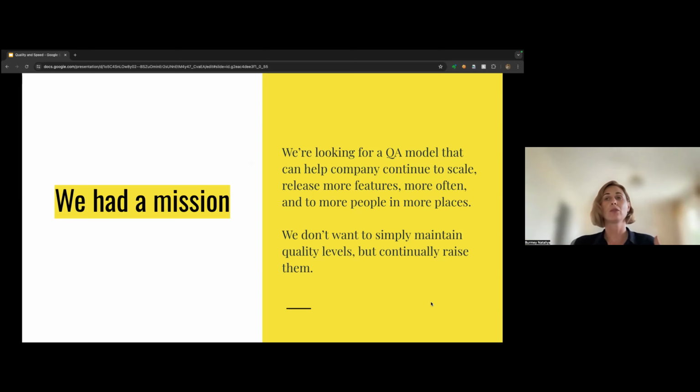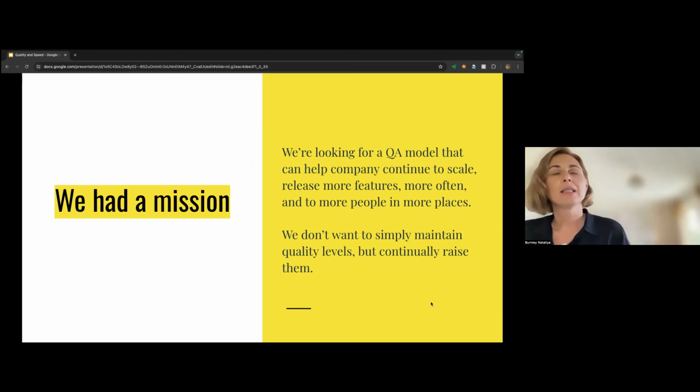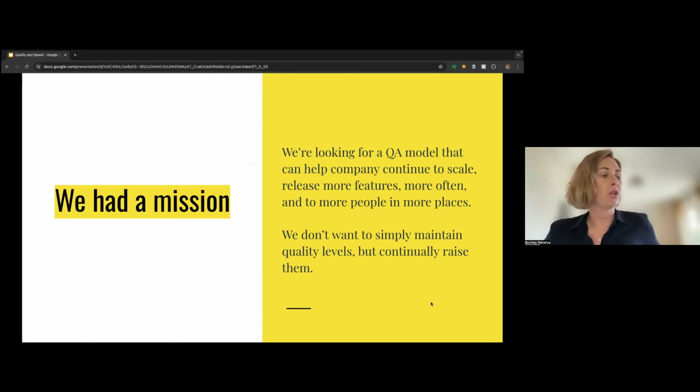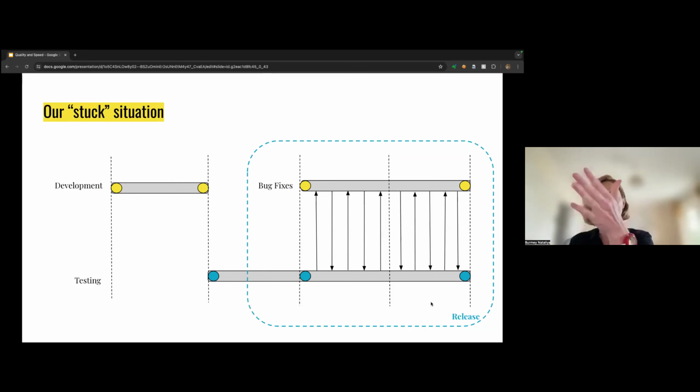We also didn't want to simply maintain the quality level, but we wanted it continually rising, right? With this mission in mind, we needed to rethink how we work. And luckily, we had people who saw the problem not only in quality, not only on this left-hand side, where I say, oh, maybe we add more testers to the team, or maybe we have more automation in place, or things like that.